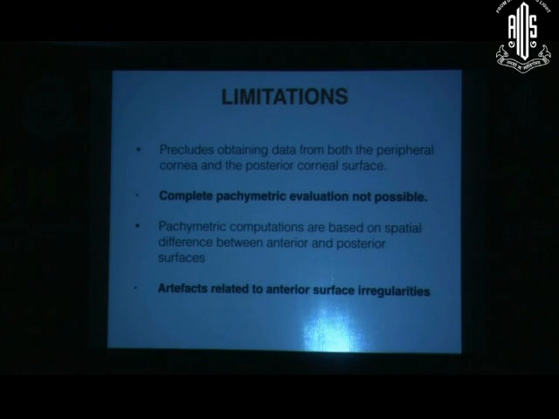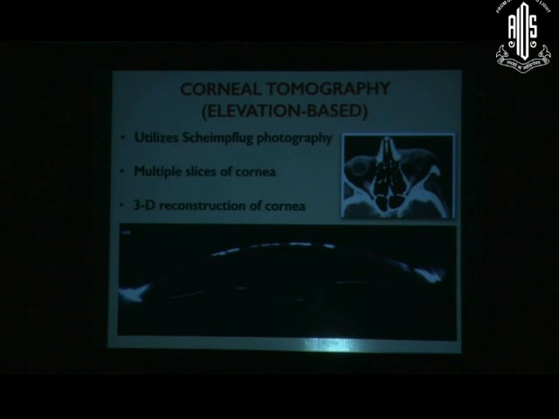But what are the limitations? We cannot get any data from the peripheral cornea as well as from the posterior corneal surface with the regular corneal topography machines which have existed. So therefore there is no complete pachymetric evaluation possible. Now the anterior surface irregularities also cause a lot of artifacts. So now we have to think about something which is a new entity, corneal tomography, which is elevation based topography.